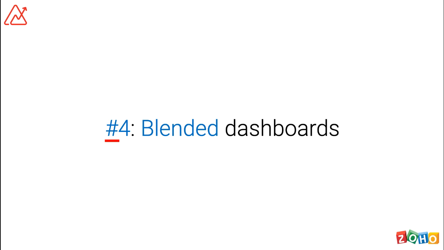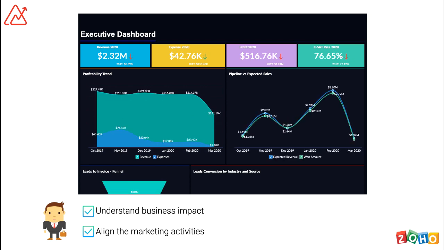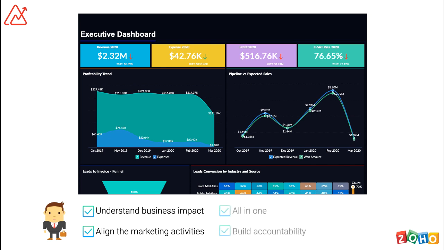So with the blended dashboards in place, you're able to understand the business impact of different variables. You need not restrict them to your marketing activities. It could also be your support tickets. You can understand the impact of the support tickets on your sales, and so on and so forth. You can help your marketing teams align their activities in helping you achieve your sales numbers, and you have it all in one single dashboard in one single place that gives you a holistic and a detailed view of what's happening within the sales team and the marketing team. And finally, most importantly, it helps you build accountability within your team.